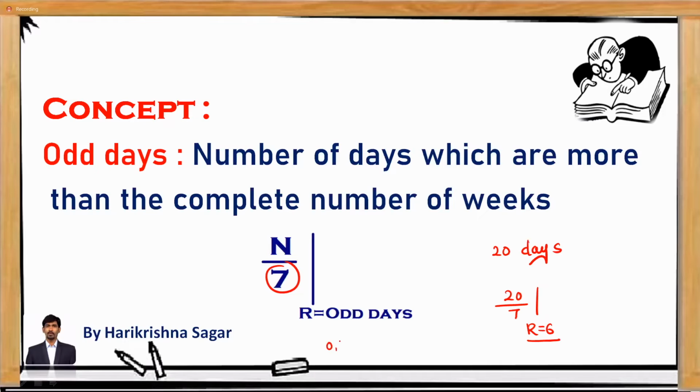So remainders are possible only in the range 0, 1, 2, 3, 4, 5, 6. You won't get more than 6 as a remainder. So odd days also lie between 0 to 6 only. How can we find out the odd days? Odd days are nothing but the number of days which are more than the number of weeks. So we can calculate odd days just by taking the number of days divided by 7.